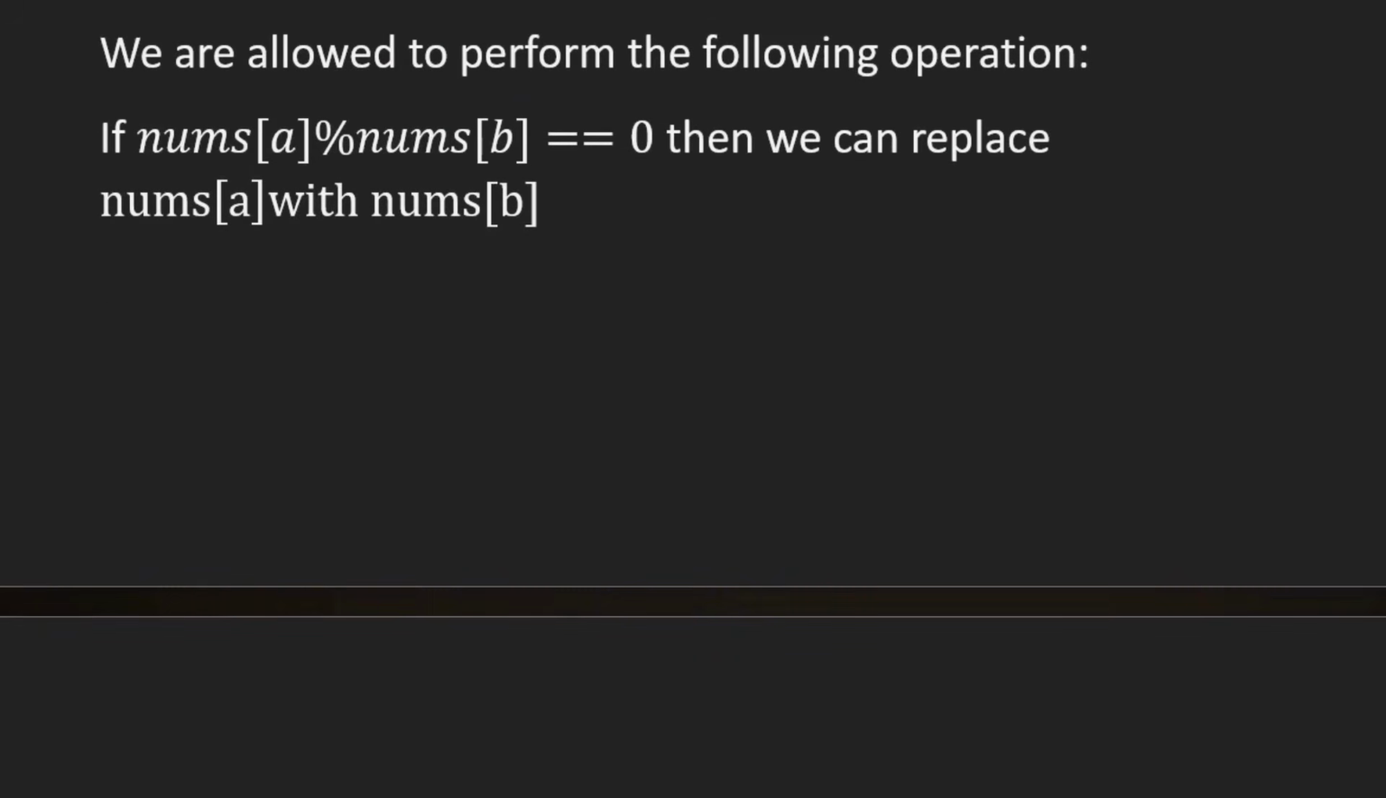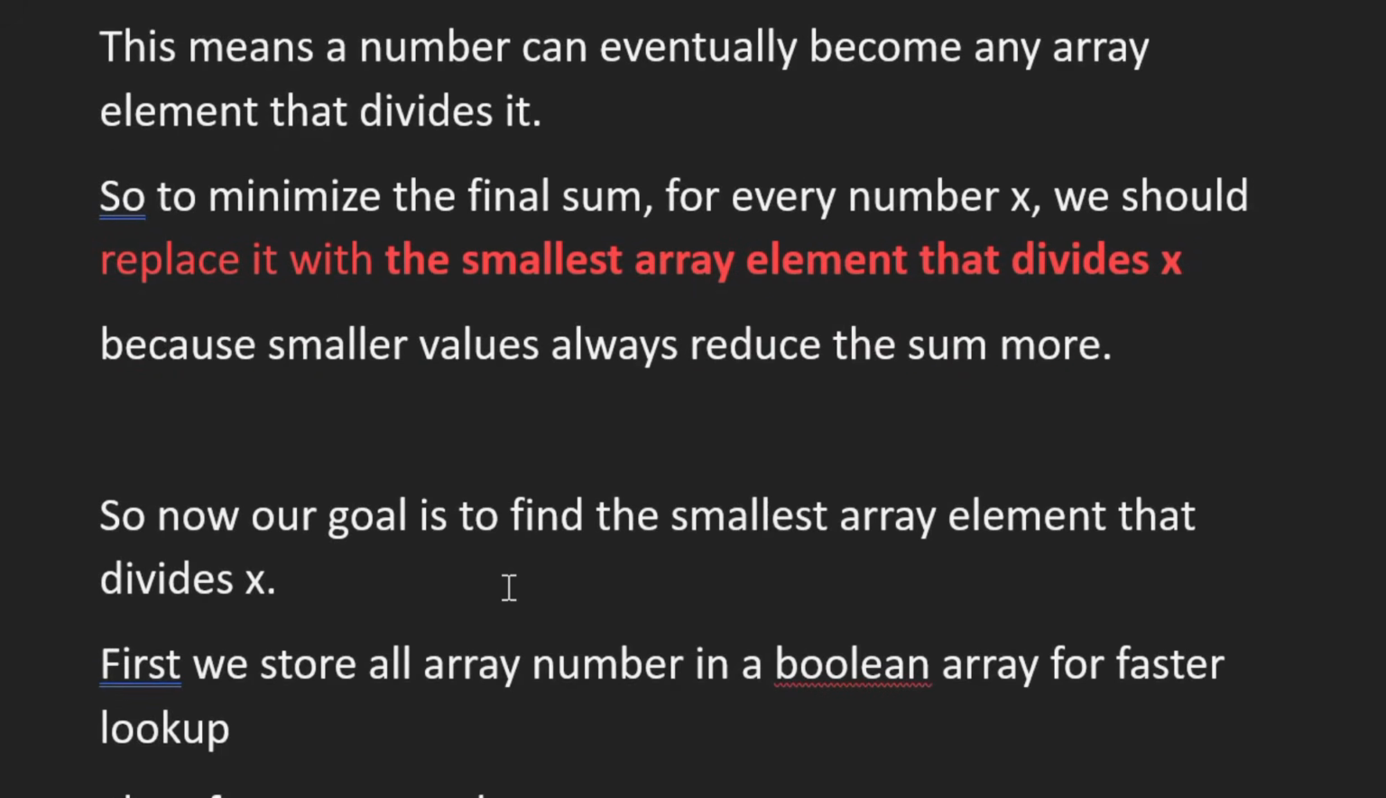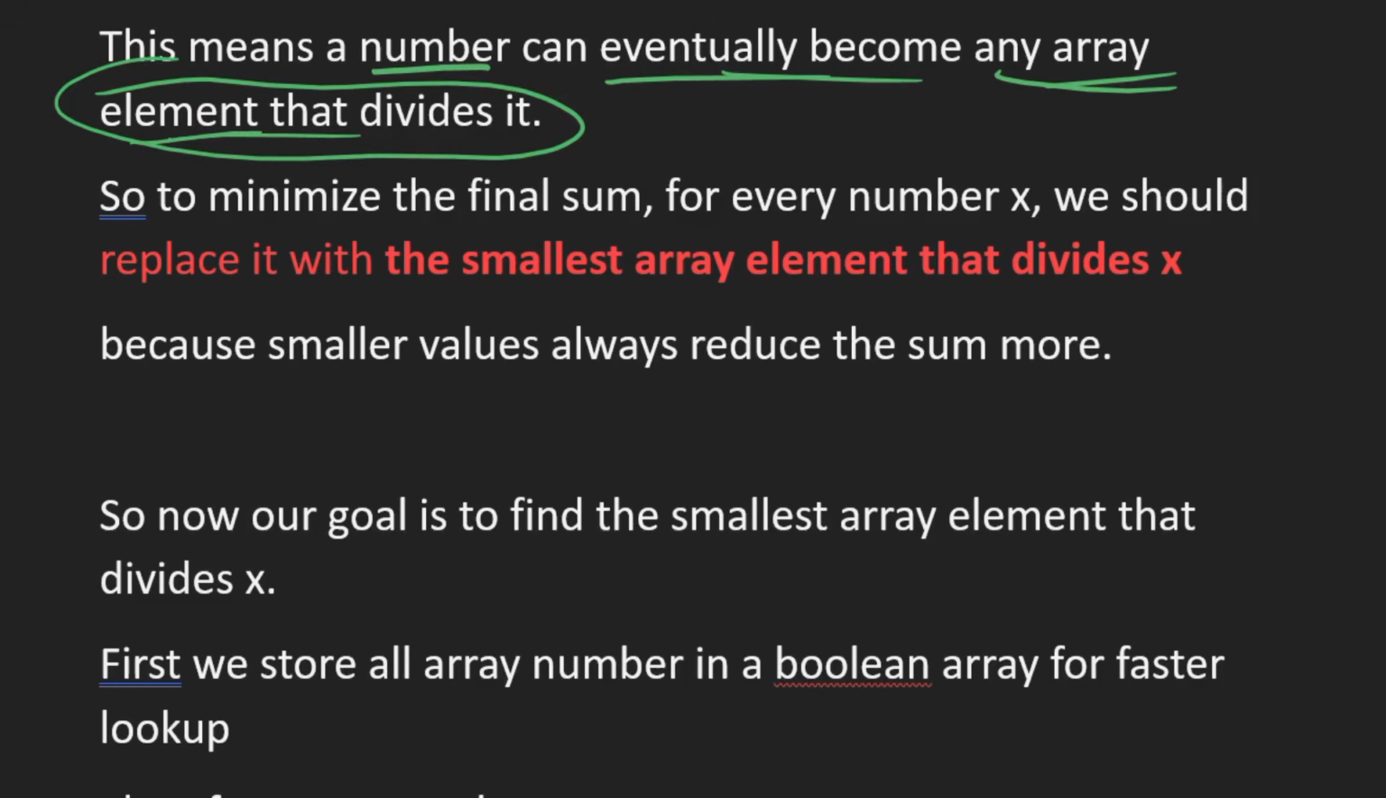So let's move to the approach part. What we are allowed to do is take two indexes a and b, and if nums of a modulo nums of b is equal to 0, then we can replace nums of a with nums of b, right? This is what we can do. That means a number can become an element of the array if that element divides the number. Suppose 6 is divisible by 2, that means we can replace 6 with 2. This is what this line is saying.